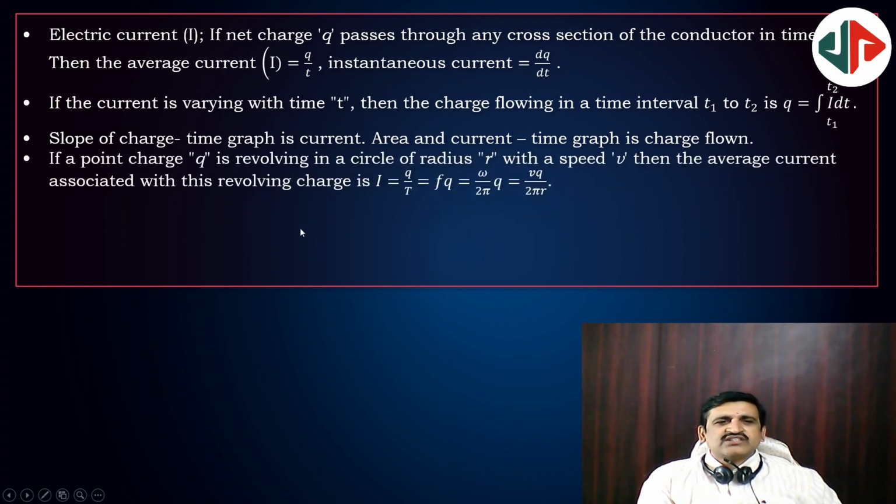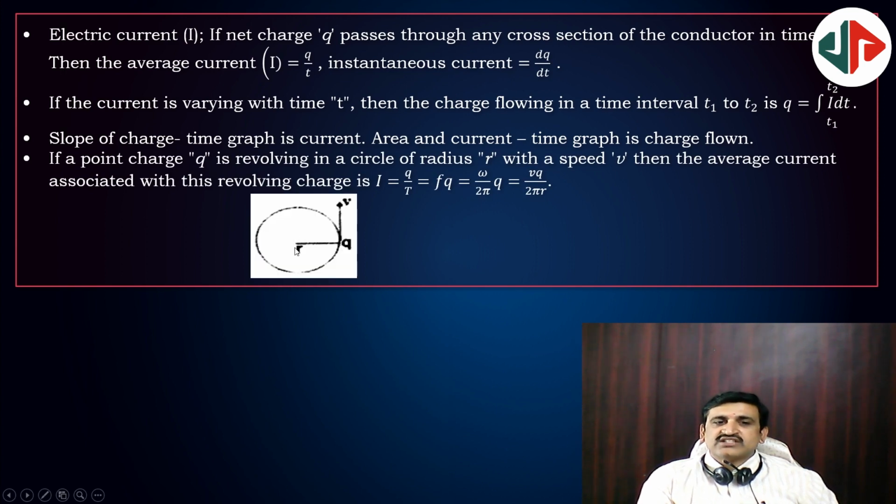If a point charge q is revolving in a circle of radius r, then it causes current. That current I is equal to q by t, that is equal to f q, frequency into charge, that is equal to omega by 2 pi into q, or vq by 2 pi r. This is the current. So whenever you want current due to a revolving electron or due to a revolving charge, you can use simply vq by 2 pi r.